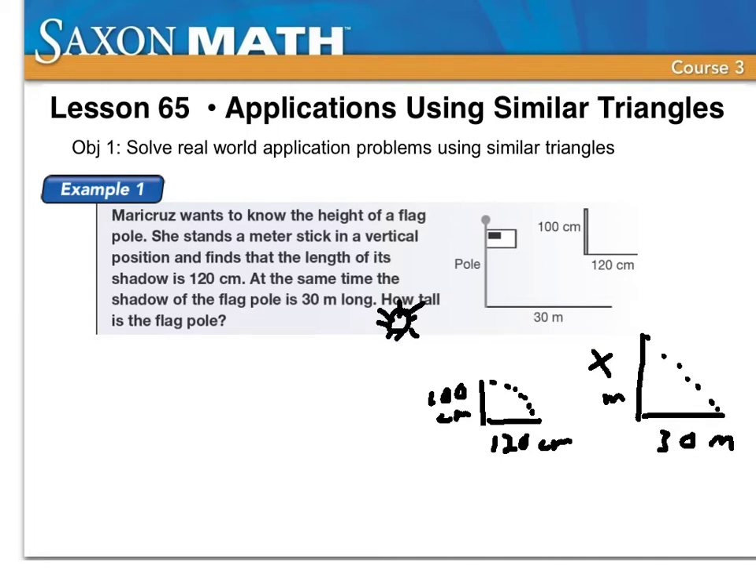Now again, the reason why Mary Cruz wants to use the meter stick method and measure the shadows is because using math we can now solve for how tall this flagpole is. What we're going to do is set up a ratio box. Okay, we're comparing two things here, the meter stick to the flagpole.